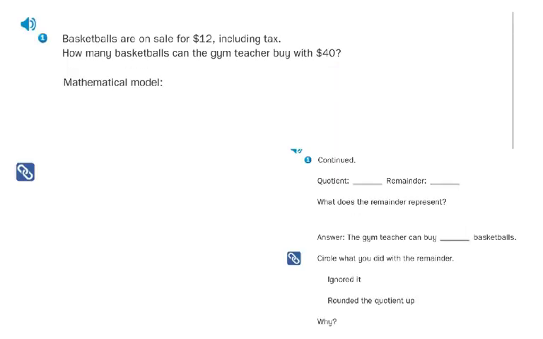I'm only going to show one problem at a time, just to give you some more space. So number 1 says basketballs are on sale for $12, including tax. How many basketballs can the gym teacher buy with $40? Okay, so what we're going to do is let's draw, let's show 40 divided by $12. Okay. How many 12s are there in 40? Is 12 times 3 is 36, right? 36.